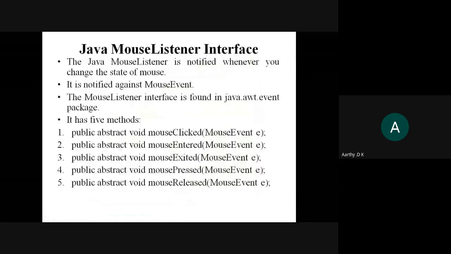First we'll look at the mouse events. What kind of events can happen with the mouse? The mouse can be clicked, the mouse can enter the screen, the mouse can exit the screen, the mouse can be pressed or the mouse can be released. These are the five different events that can happen with a mouse. The mouse is pressed, I mean both the left and the right, so left click and right click we are talking about. That is mentioned here. So it is clicked, it is entered, it is leaving the panel, it is pressed, it is released.